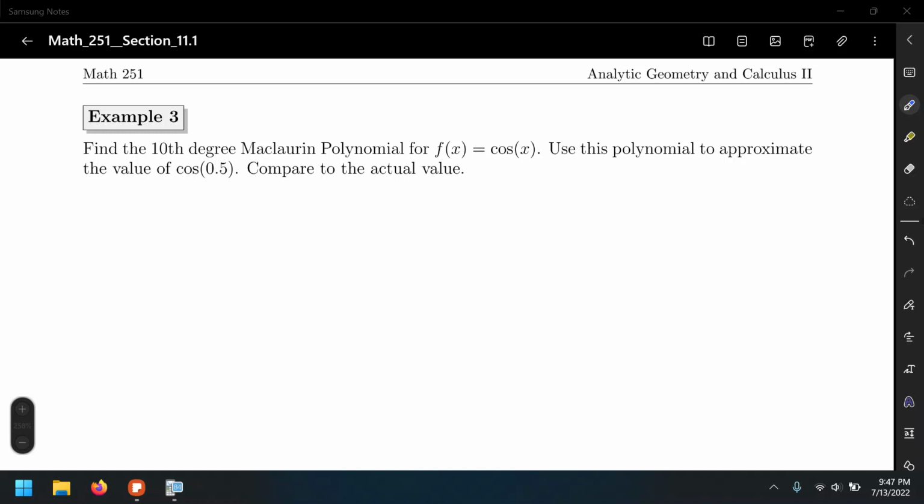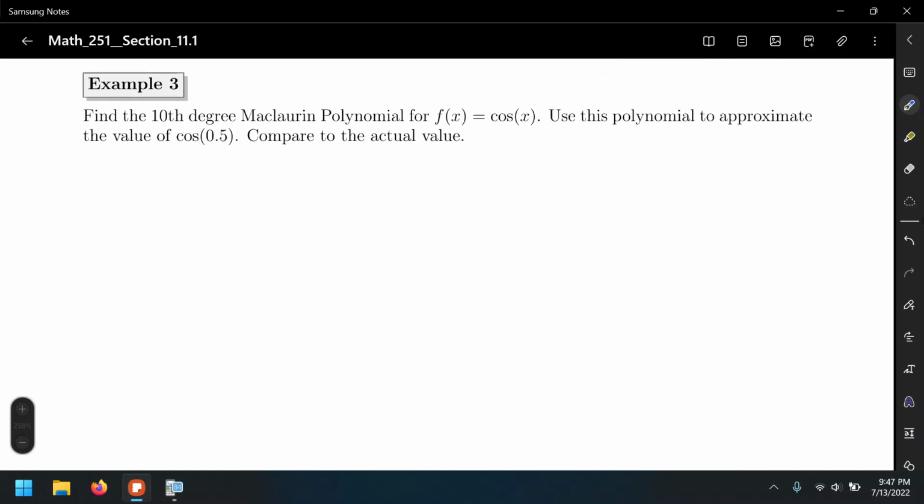Alright, so for example number 3, find the 10th degree Maclaurin polynomial for f of x equals cosine x. Use this polynomial to approximate the value of cosine of 0.5 and then compare it to the actual value. When you read this problem, 10th degree, does that mean 10 derivatives? Well, potentially. However, we will find a pattern here that will simplify our work a lot. You'll see. So we won't need to find 10 derivatives per se.